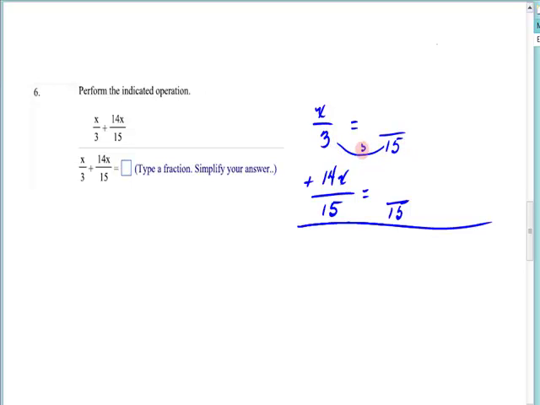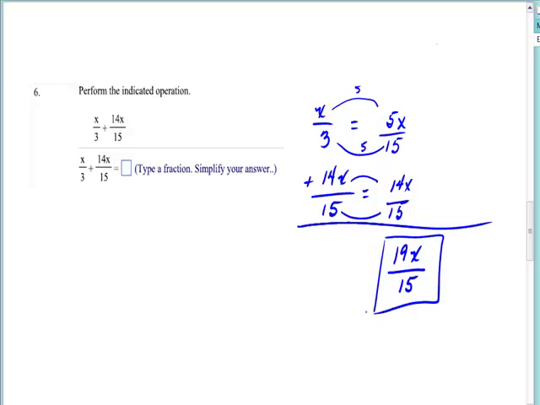3 goes into 15 5 times, and 5 times x is 5x. 15, there's no change, so no change for 14x. This is addition. If I add 5x and 14x, they're like terms, so I can add them up for 19x over 15. There's no reducing because there's no common factor between the 19 and the 15, so I'm done. You always want to make sure that when I wanted to add the 5x plus the 14x, I could only do that because they were like terms.